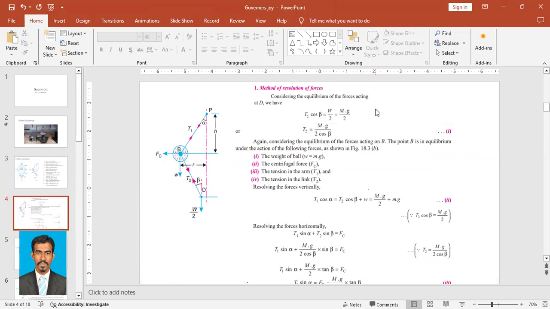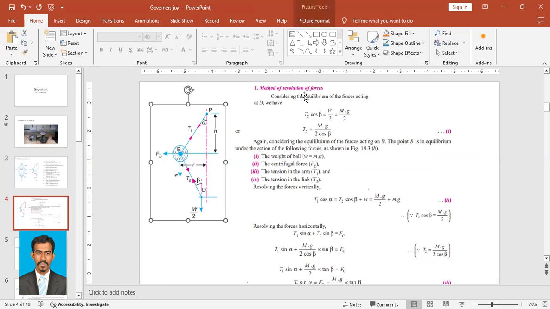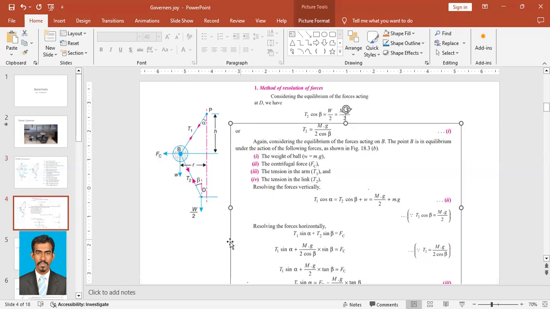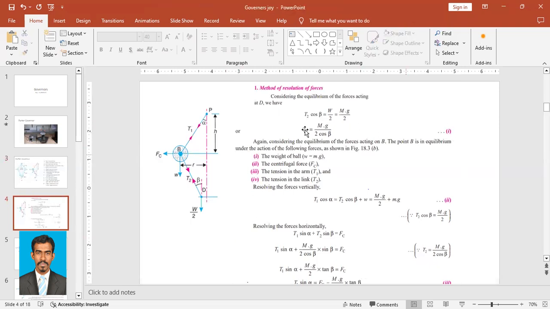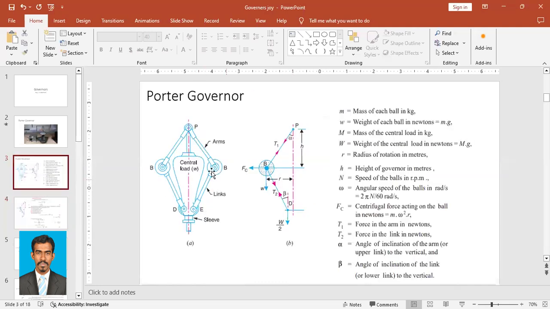Now we have to find the forces. There can be two methods to solve this Porter governor. The first one is the method of resolution of forces. The second one is the instantaneous center method, that we'll study at the next step. First we'll go through the method of resolution of forces. So now we are going to resolve the forces for this weight and this mass, considering equilibrium of the forces acting at D. D is the sleeve weight or central load. So we are going to consider the equilibrium of this D.